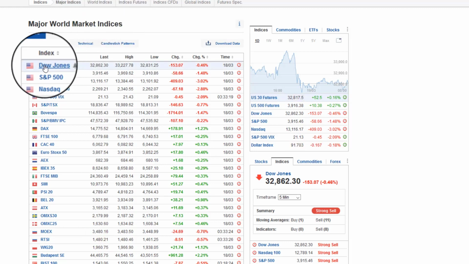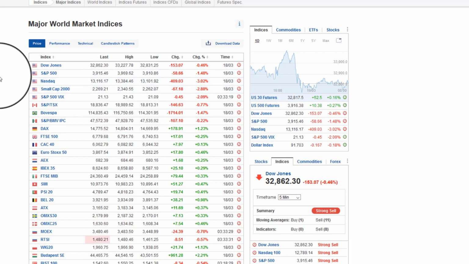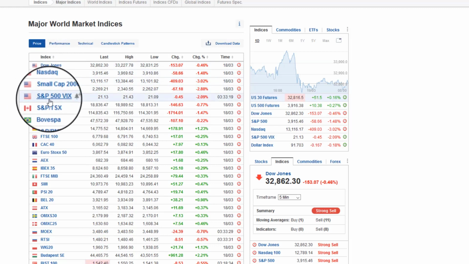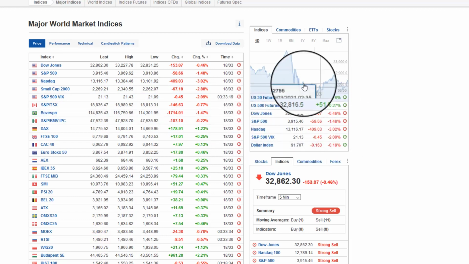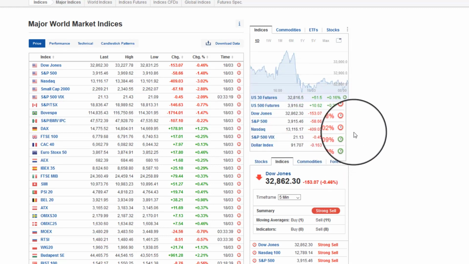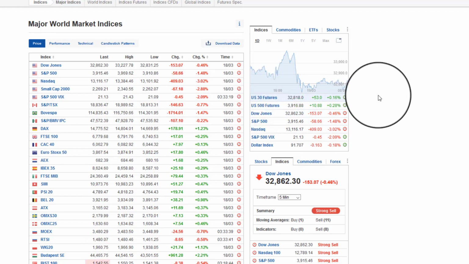I don't really follow the Dow and the S&P and the NASDAQ over here because I use other charts for that, and these only change when the US market is open. What I really follow is over on the right-hand side, this little box right here, where the US 30 futures, that's the Dow.